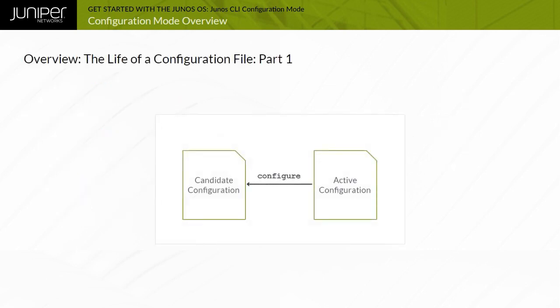The configure command causes a candidate configuration to be created and populated with the contents of the active configuration. You can then modify the candidate configuration with your changes. To have a candidate configuration take effect, you must commit the changes. Once a commit command is issued, Junos OS checks the candidate configuration for proper syntax. If the configuration passes the syntax check, Junos OS then makes the candidate configuration the active configuration.